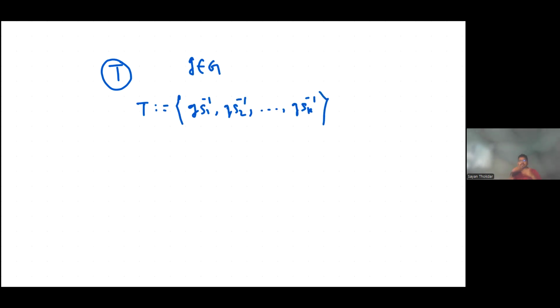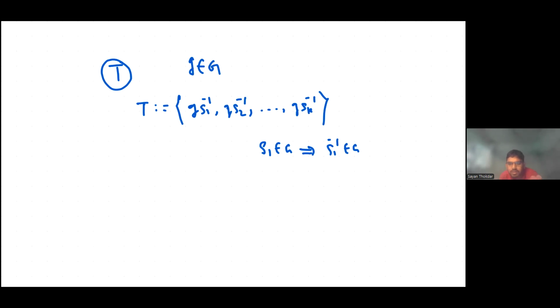So take any element g belonging to G. What I have to show is that it can be written as a product of two elements of S. I am considering T as g s1 inverse, g s2 inverse, up to g sk inverse. Why do s1 inverse, s2 inverse, sk inverse exist? Because s1 is an element of the group, so its inverse must be there. I am not saying that s1 inverse belongs to S, because that may not be true: S is not a subgroup, it is only a subset, and we are not dealing with more properties of S.